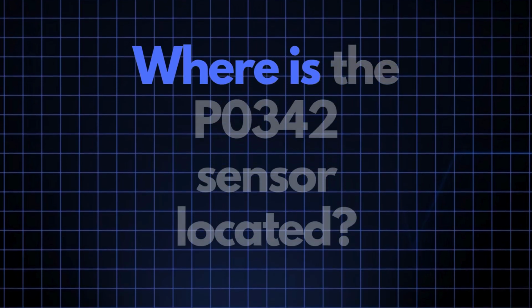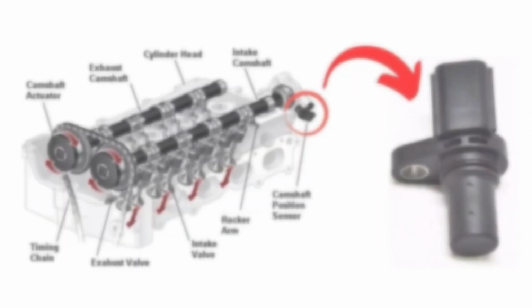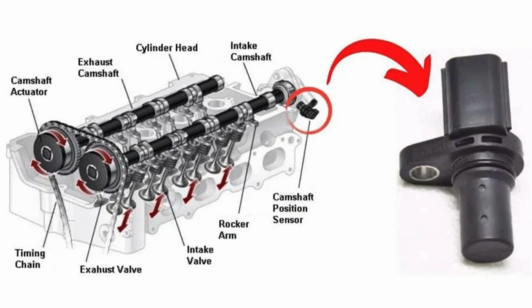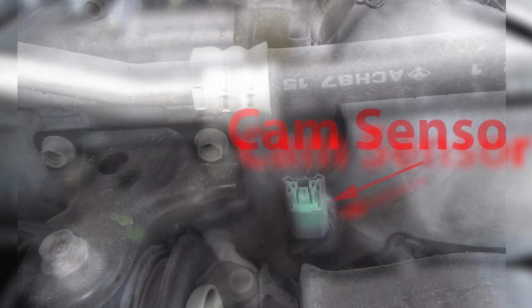Now, where exactly is the P0342 sensor located? The camshaft position sensor, responsible for triggering the P0342 code, is usually positioned close to the camshaft. Its exact location can vary depending on your vehicle's make and model, but you'll typically find it either on the valve cover or directly in the cylinder head.